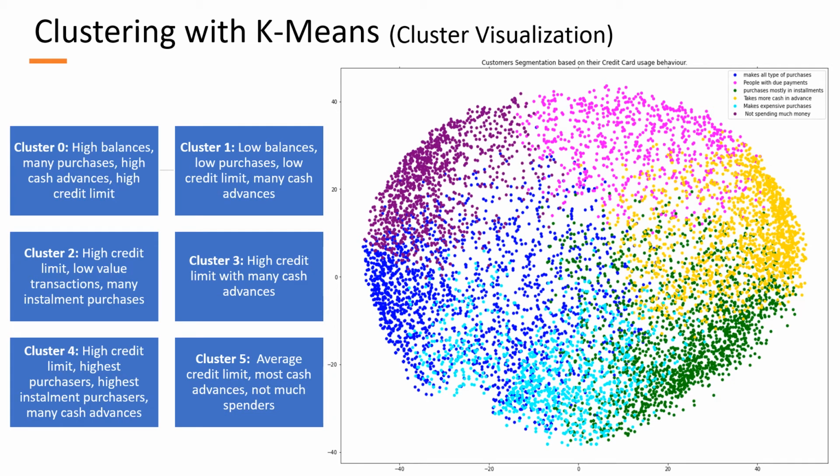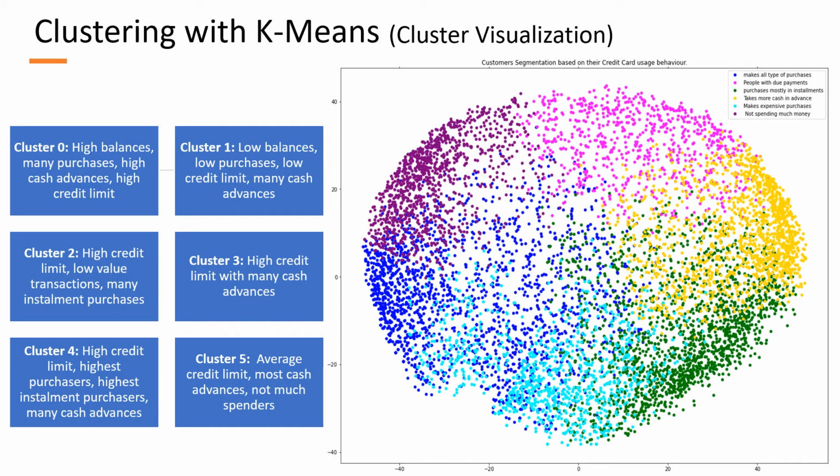Cluster 0, group of customers with high balances, many purchases, high credit limit. Cluster 1, group of customers with low balances, low purchases, and low credit limit. This cluster is the bank's least favorite and it is recommended that the bank target this group of customers. Cluster 2, group of customers with high credit limit, low value transactions, and many installment purchases. Cluster 3, group of customers with high credit limit with a lot of cash advances.